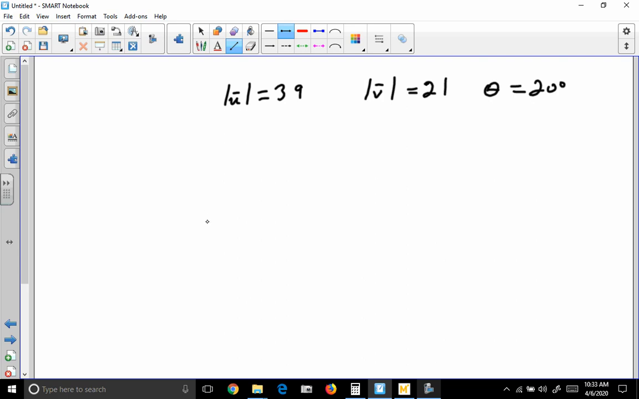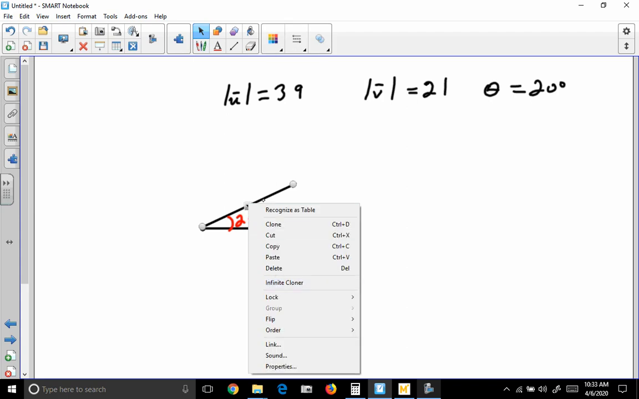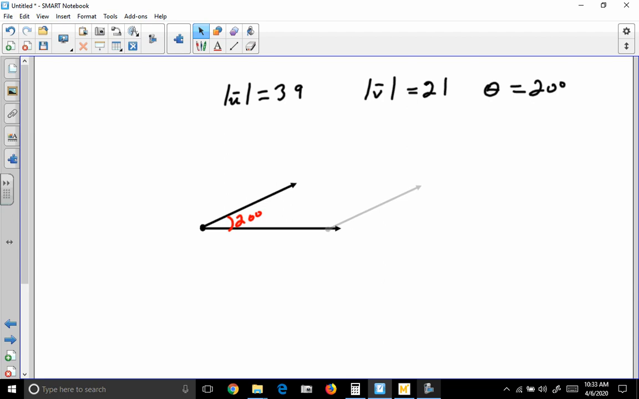So if we draw u, it doesn't matter which direction, because it doesn't specify the direction of u. It just says that the angle between u and v is 20. So if u is in this direction and v makes a 20-degree angle with it, we can draw it this way, where this is 20 degrees. So those are not aligned tail to head. So if we slide this one down, now they are tail to head, where this is 39, this is 21. If this is 20 degrees, that's 20 degrees.